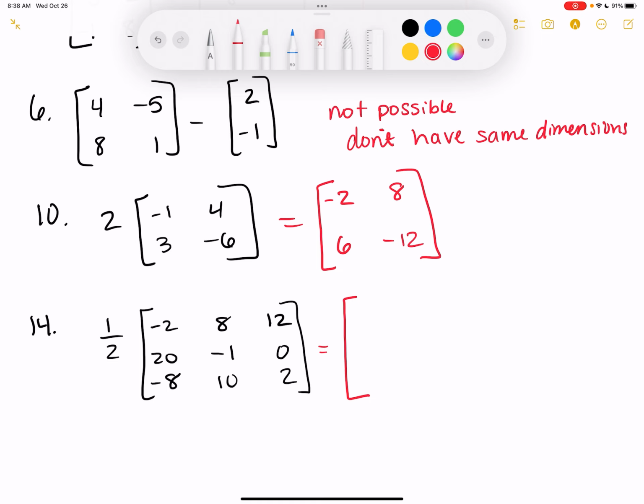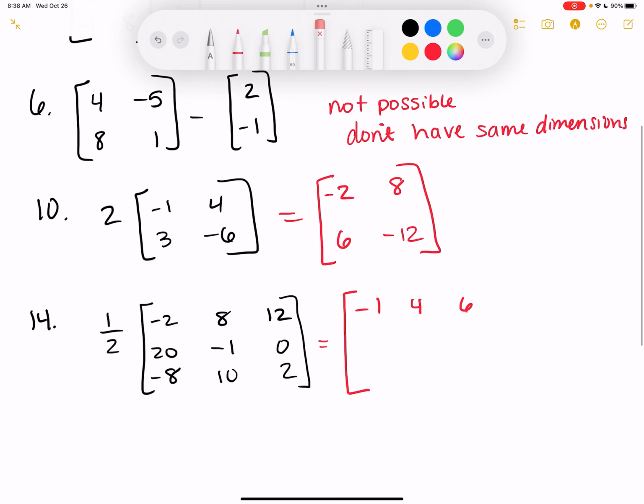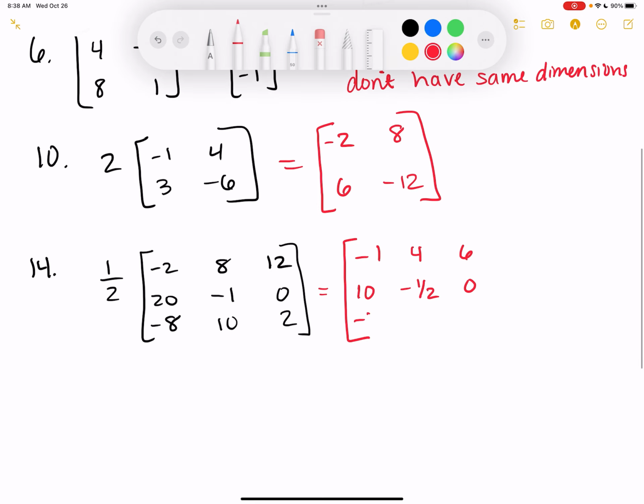Same thing, we multiply the 1/2 by each number. 1/2 times negative 2 is negative 1. 1/2 times 8 is 4. 1/2 times 12 is 6. Then the next one, 1/2 times 20 is 10. 1/2 times negative 1 is negative 1/2. 1/2 times 0 is 0. 1/2 times negative 8 is negative 4. 1/2 times 10 is 5, and 1/2 times 2 is 1.